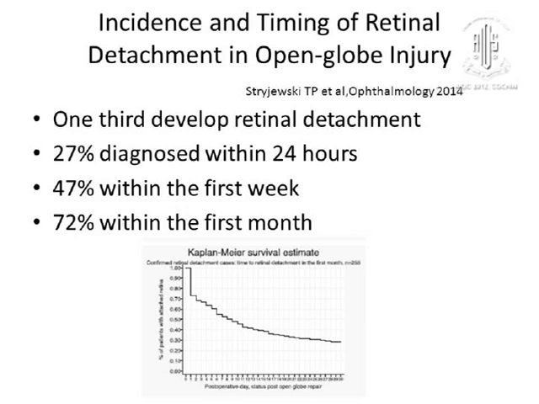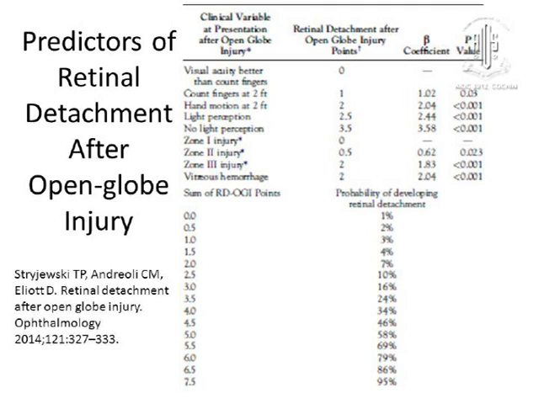where they have shown that one third of these patients with open globe injury go on to develop retinal detachment, and you can see on the Kaplan-Meier survival estimate that nearly 27% or nearly 30% of patients are getting retinal detachment immediately, 50% of them are getting it within the first week, and 72% of the patients are getting it in the first month. So they need to be monitored very closely. Now whom should we monitor?